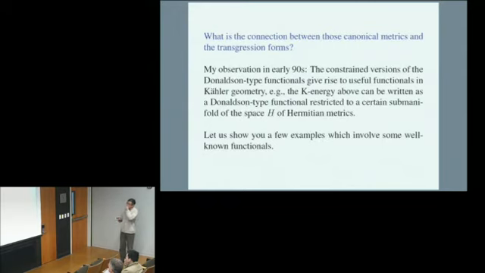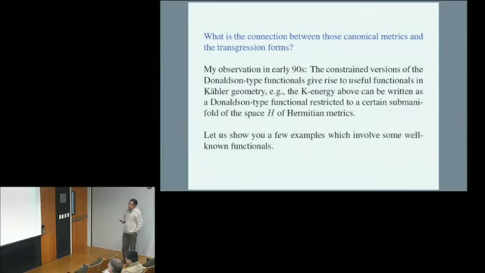So now, in the previous part, I just wanted to remind you of a few basic things about what we are doing in Kähler geometry. Now let me see what the connection is between those canonical metrics and the transgression forms I mentioned at the beginning. There was a simple observation that was actually motivated by this book of Futaki. I will mention it later.